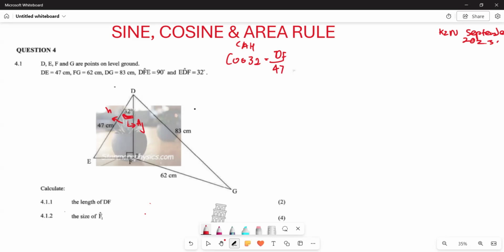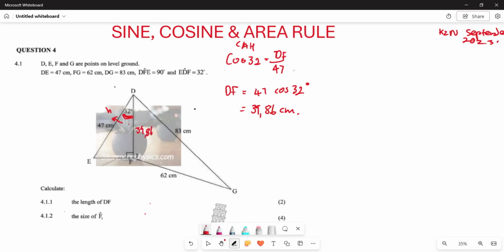Now what are you going to do from here? You are going to cross multiply. DF is going to be the same as 47 cos of 32 degrees. When you calculate 47 cos of 32 degrees, the answer is 39,86 centimeters, which is the length of your DF that you are looking for here.